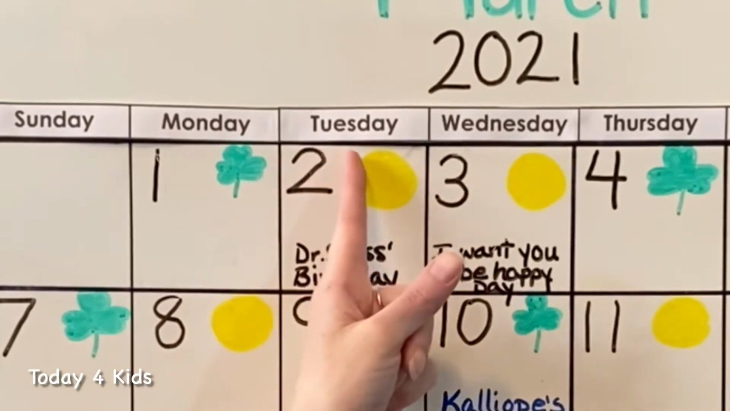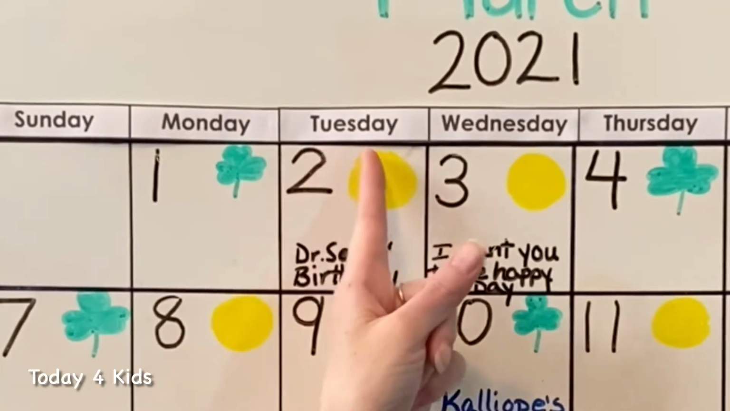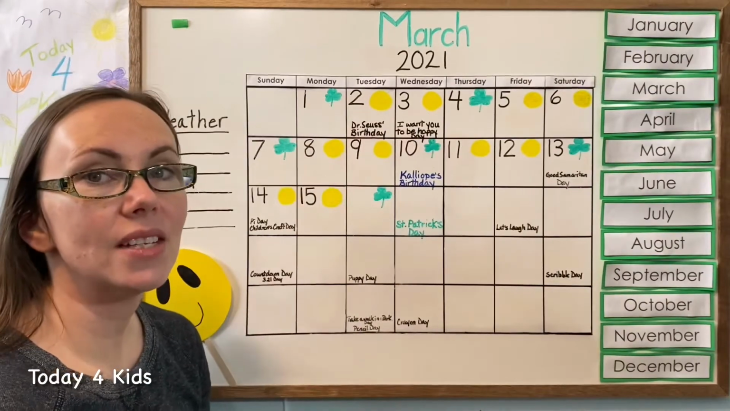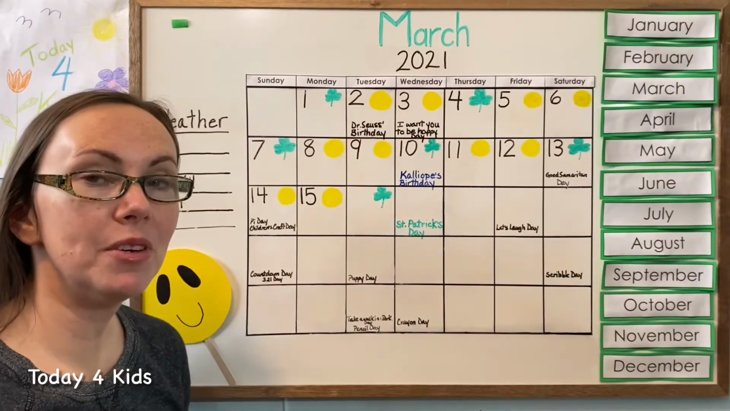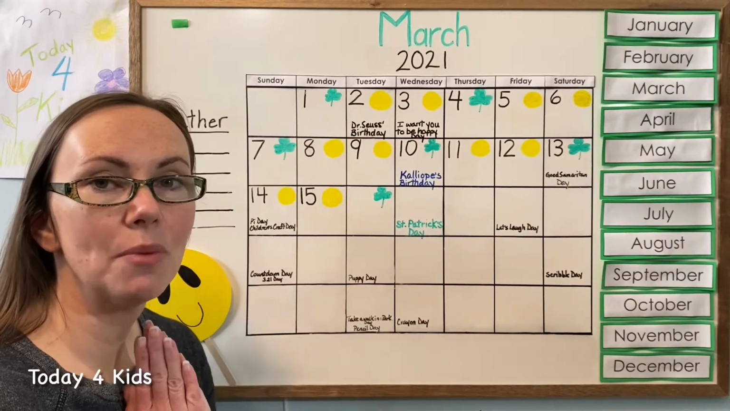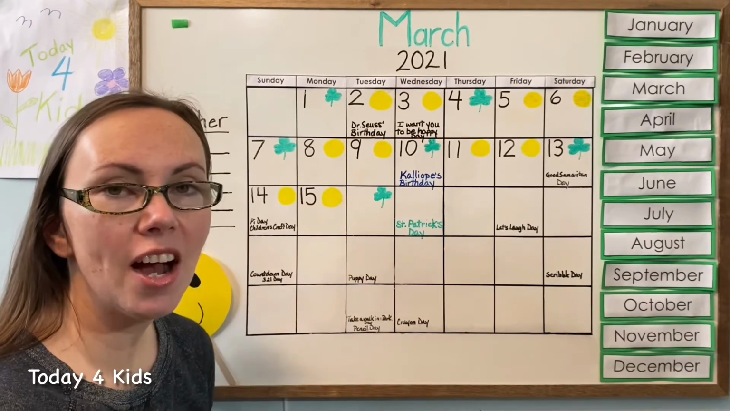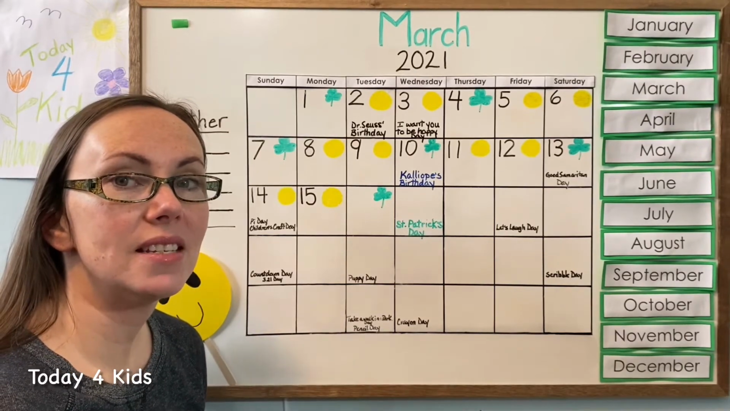Tuesday. Tuesday. Tuesday. And Tuesday has 2 syllables. Will you clap them with me? Tuesday. Excellent. One more time. Tuesday. Good job. Let's put Tuesday into the sentence in our agenda.